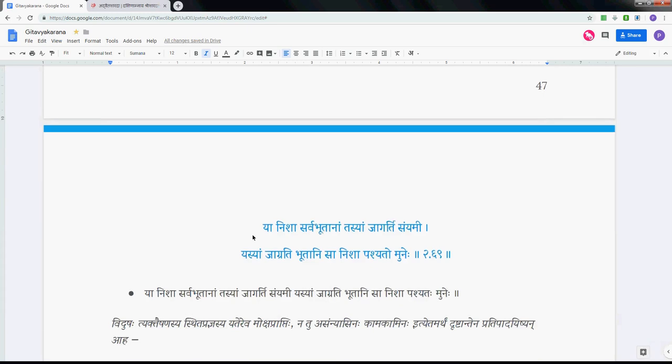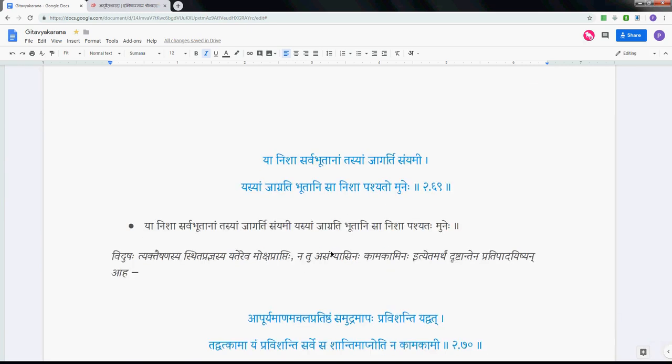The next shloka clears this. Ya nisha sarva bhutanam tasyam jagarti sanyami, yasyam jagrati bhutani sa nisha pashyato muneh. So there are these words jagarti and jagrati. Jagru is a dhatu which is a little tricky and has additional sutras. Jagru is one of the seven dhatus where there is an abhyasta sanya which comes about. There is an abhyasa karya in Ashtadhyayi, where abhyasa and abhyasta are sanyas. Abhyasta is a sanya.